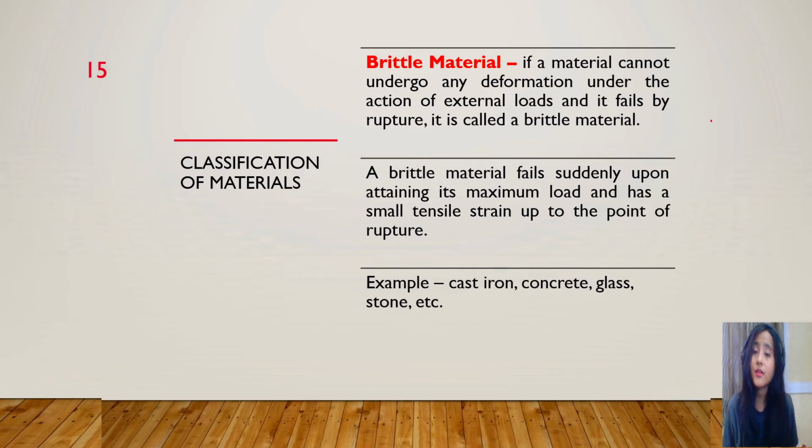So in brittle material, what happens? Like I said, when it is subjected to a stress, it breaks with very little elastic deformation. This kind of material is known as brittle material. A brittle material fails suddenly upon attaining its maximum load and has a small tensile strain up to the point of rupture. Examples of such material are glass, cast iron, stone. The best example for you to understand is glass.